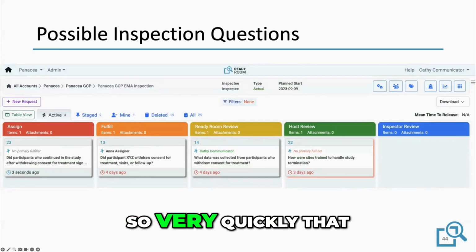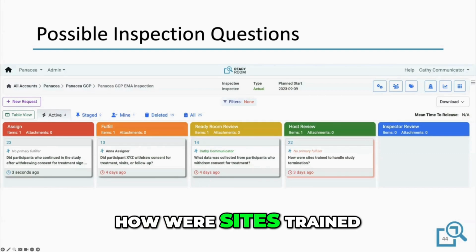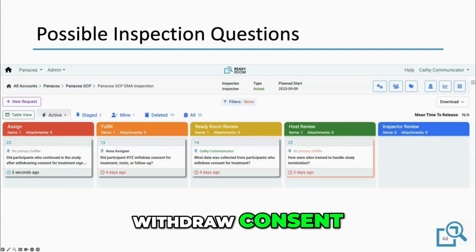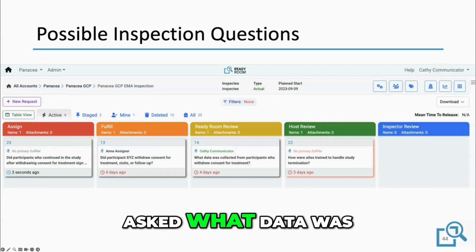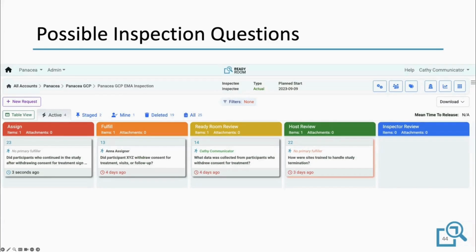Yeah, thanks, Denise. So very quickly, you might get asked by an inspector around how were sites trained to handle participants' issues when they wanted to withdraw consent. Or you might get asked what data was collected from participants who withdrew consent for treatment.